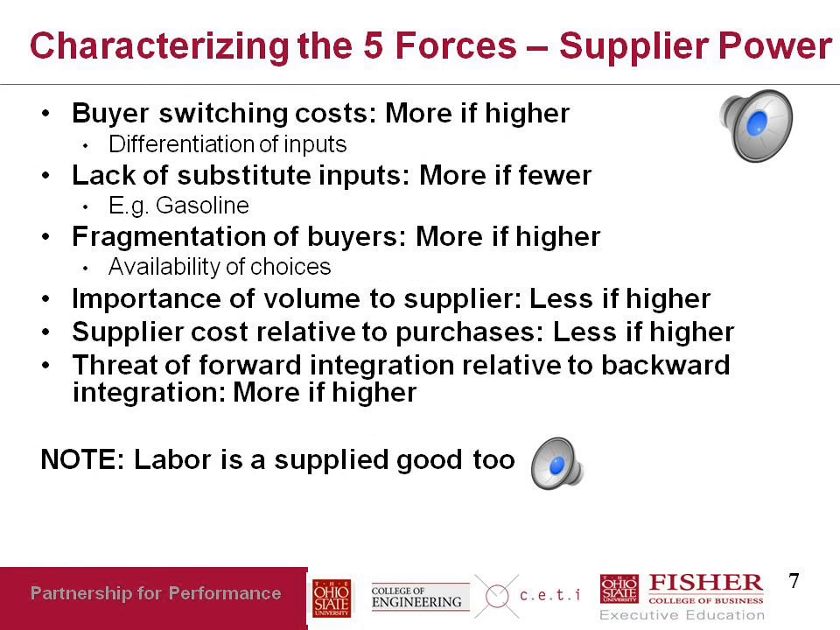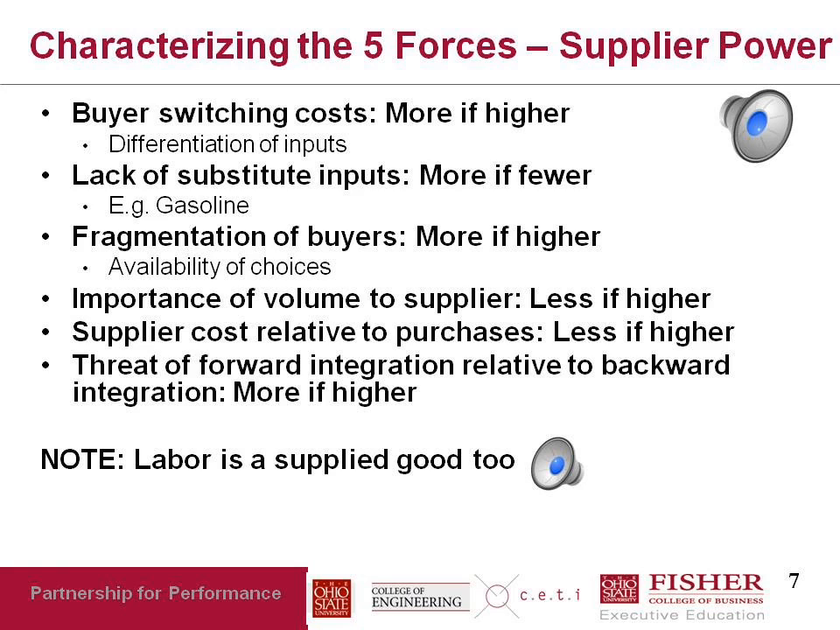Supplier power is the reverse or opposite of buyer power, and you will see that the same or similar elements impact supplier power in the opposite way to buyer power. So switching costs: if switching costs are high, then supplier power is high. If there are few substitute inputs, supplier power is high. If buyers are fragmented, many buyers and just a few suppliers, then supplier power is high.